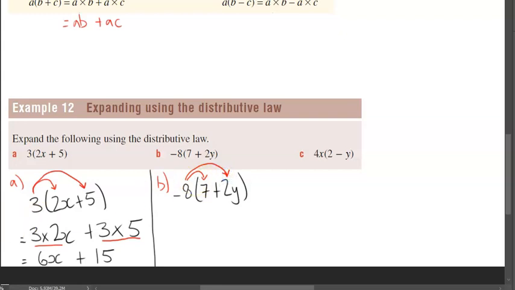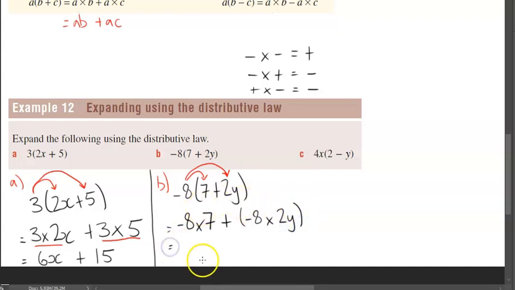Now you've got to be careful with your negatives and your multiplication. Remember, a negative times a negative will give me a positive. And negative times a positive will give me a negative. And a positive times a negative will give me a negative as well. So this right here is a negative number times a positive number. So let's write this out. This is -8 times 7 plus -8. Put these in small brackets just to indicate that it's a -8. So -8 times 2y.